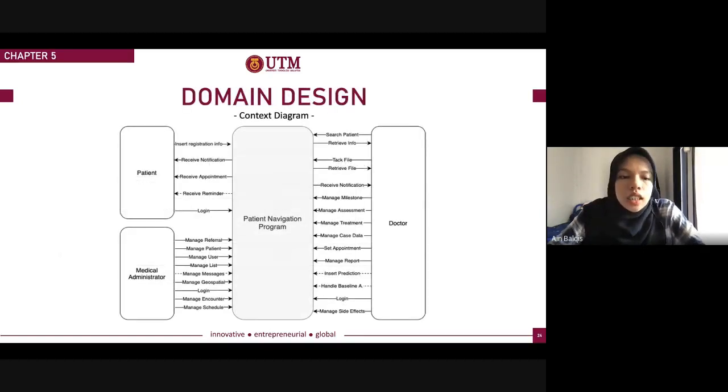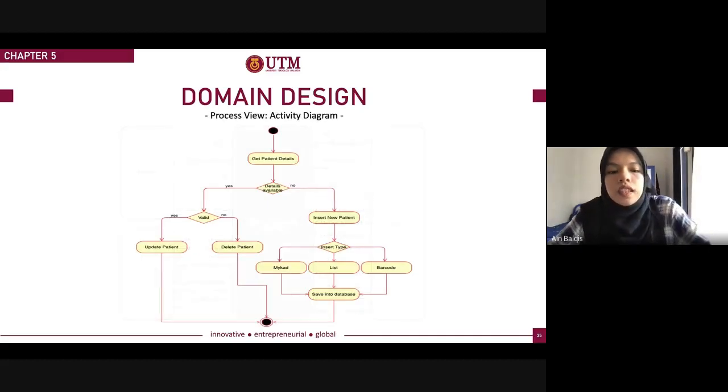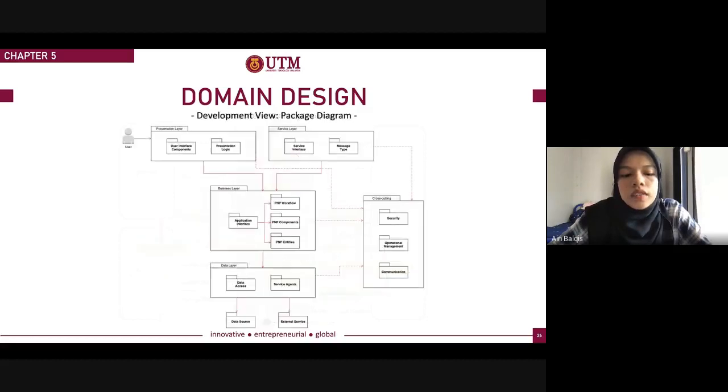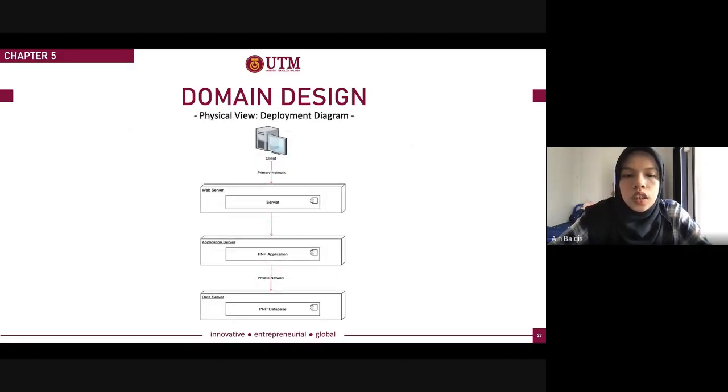Next, we move into the initial result for my second objective, which is the representation of the reference architecture. To this extent, I've completed my first initial multiple view reference architecture: the context diagram, then the process view, represented as an activity diagram, the development view, represented as a package diagram, and lastly the physical view, as in the deployment diagram.